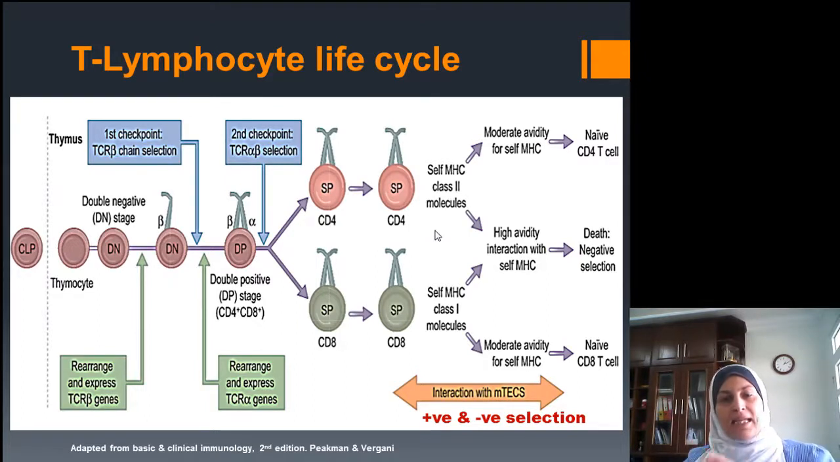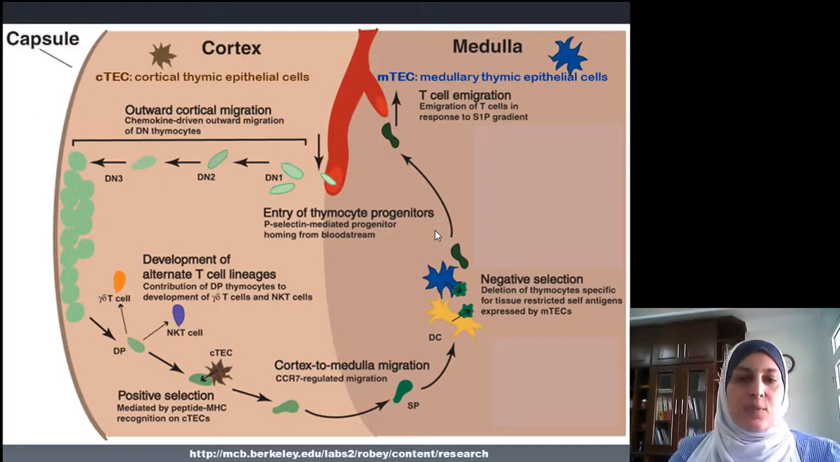What we need is a T cell with a moderate affinity to the MHC molecule, so it can recognize the self-MHC, can interact with it, but does not stick to it. So this is the level of affinity that we need. So let's see what happens in detail.